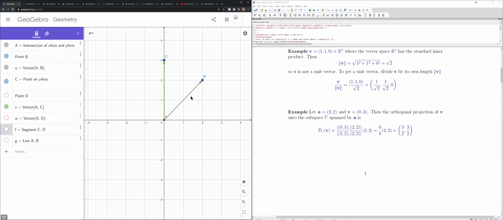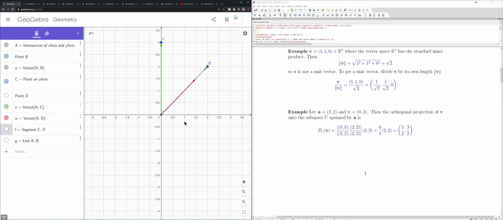Okay, so what I get is the projection. This is v, this is u, and the projection is this red vector over here. This is your projection.